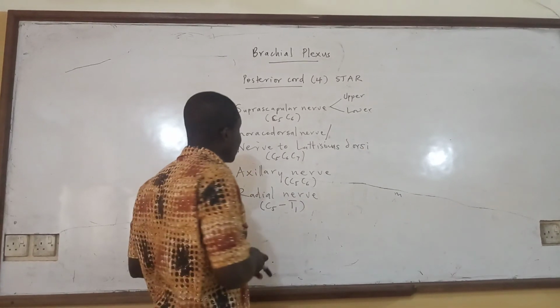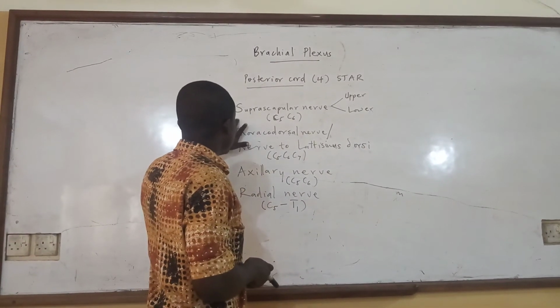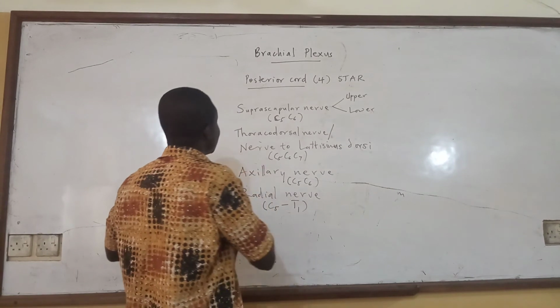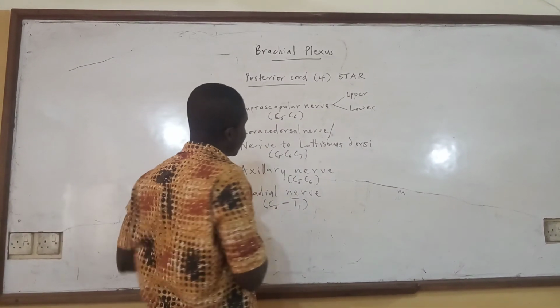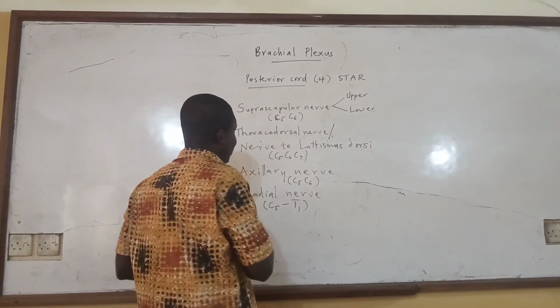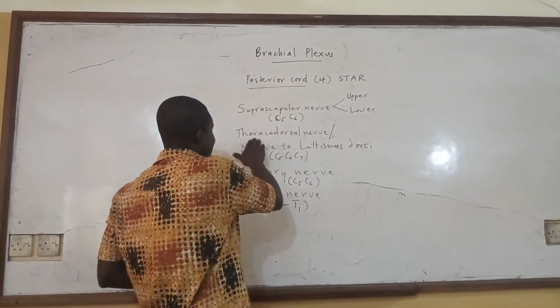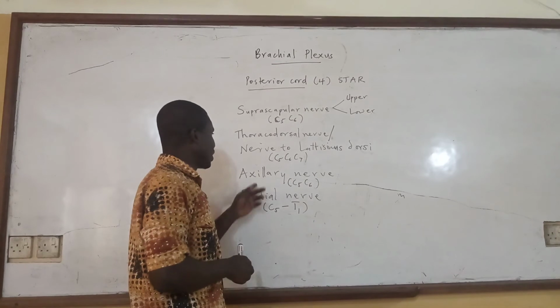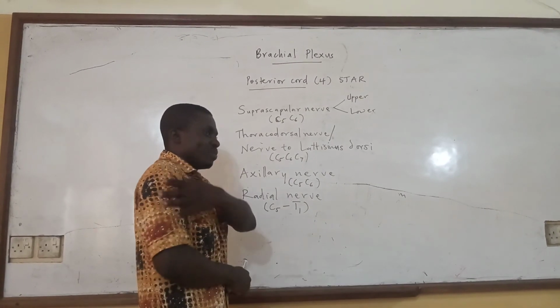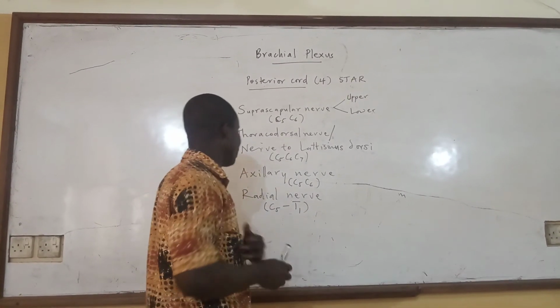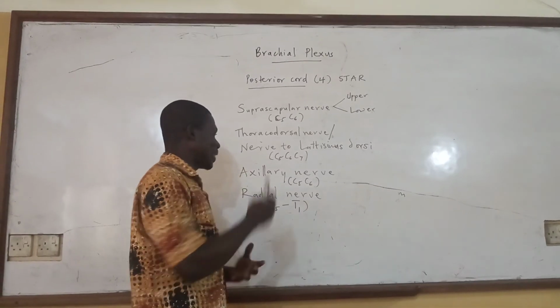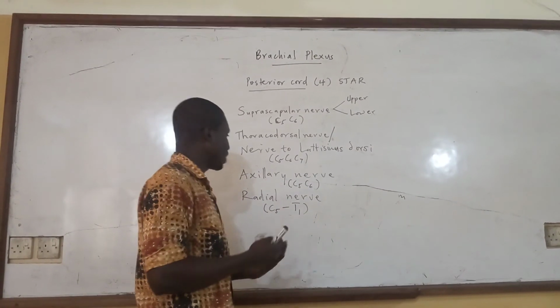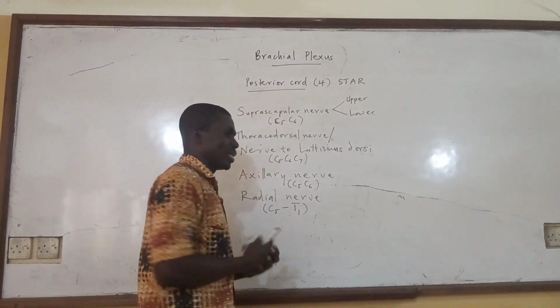Now, the suprascapular nerve, the upper part, will supply the supraspinatus muscle. That's what we will have. The suprascapular nerve will supply the upper and the lower portion. Then the thoracodorsal nerve, or nerve to latissimus dorsi, as the name suggests. The axillary nerve will actually supply the deltoid muscle, as well as the teres minor muscle. The radial nerve supplies the muscles of the posterior compartment of the arm and forearm, as well as the hand.